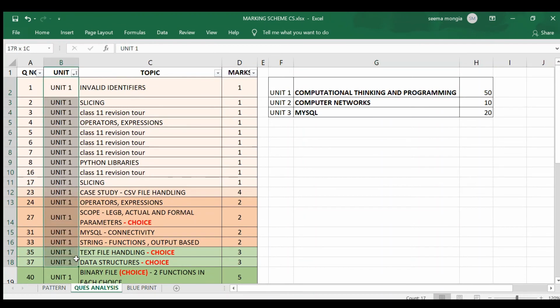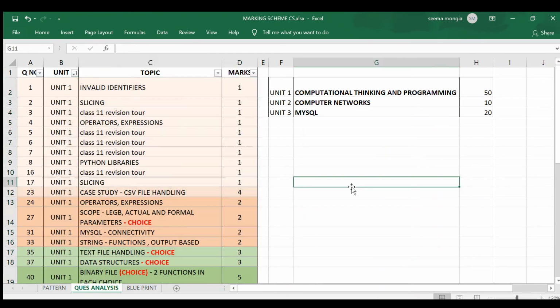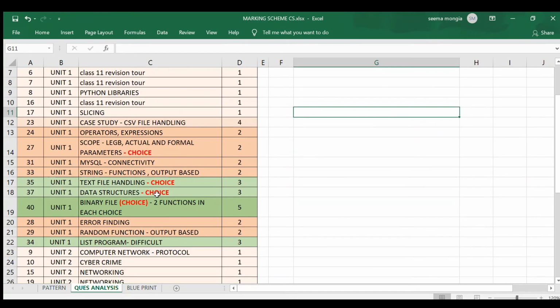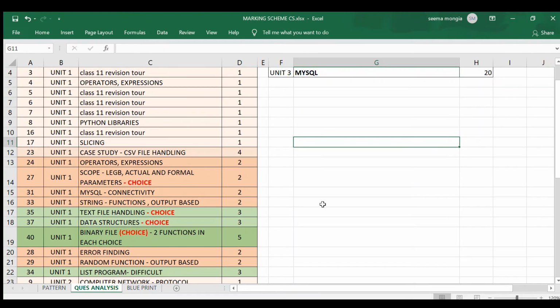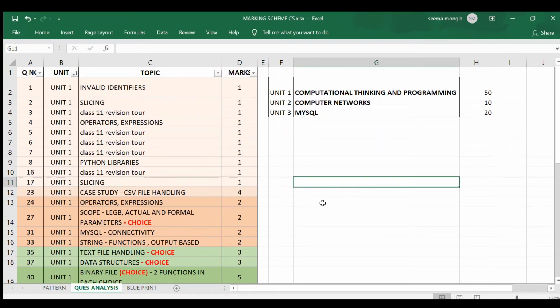You can see here as unit 1 is having a lot of questions, and accordingly which topics may have a choice, all the topics are also written here very clearly, so that you have an idea of which topics must be given important weightage. If we talk about the syllabus and the marking scheme as per the CBSE, computational thinking and programming carries 50 marks, computer networks carry 10 marks, and MySQL carries 10 marks again. That is the weightage as per the CBSE syllabus.